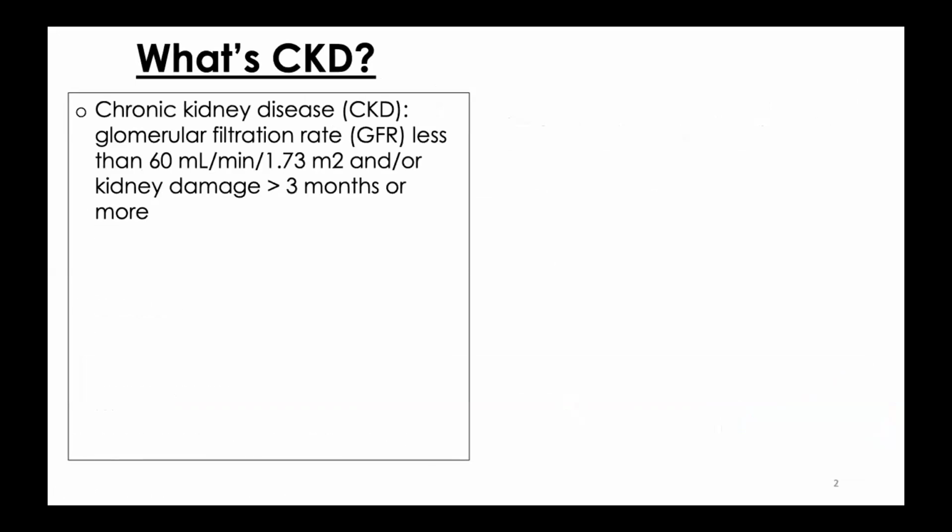So what is CKD? Normally, we determine CKD when someone's glomerular filtration rate is less than 60 mL per minute, or for example, if you have a damaged kidney and it has been persistent for about 3 months.